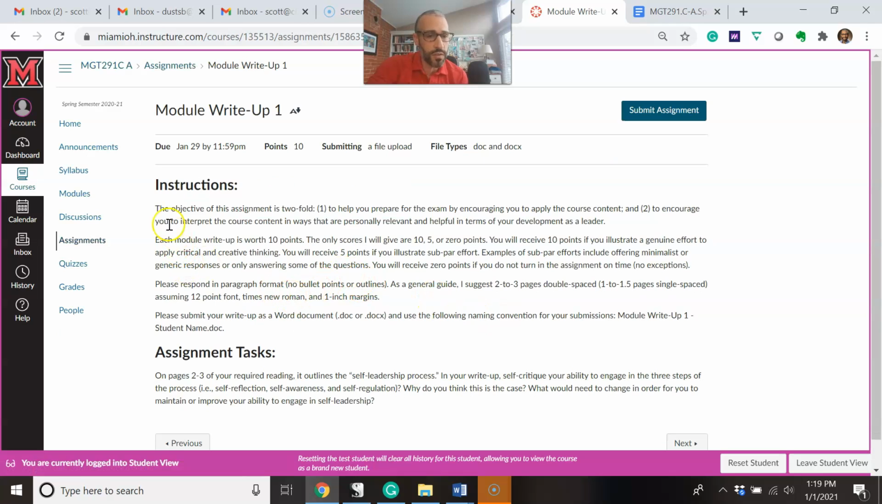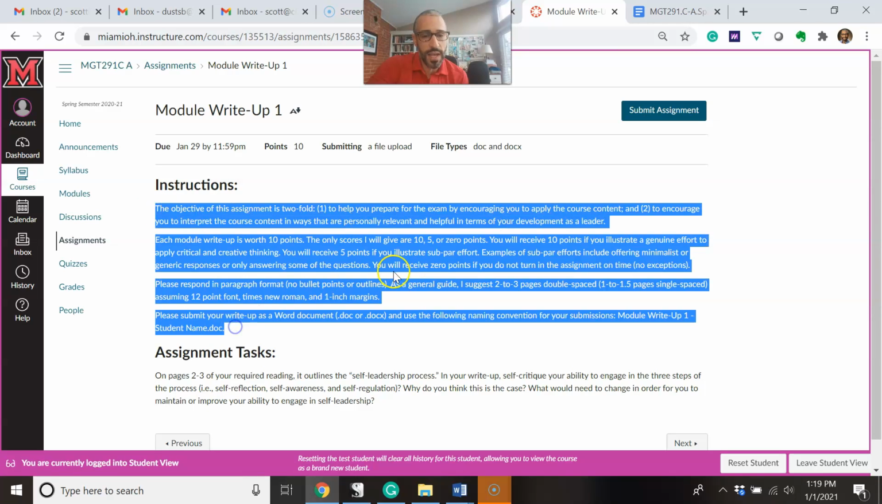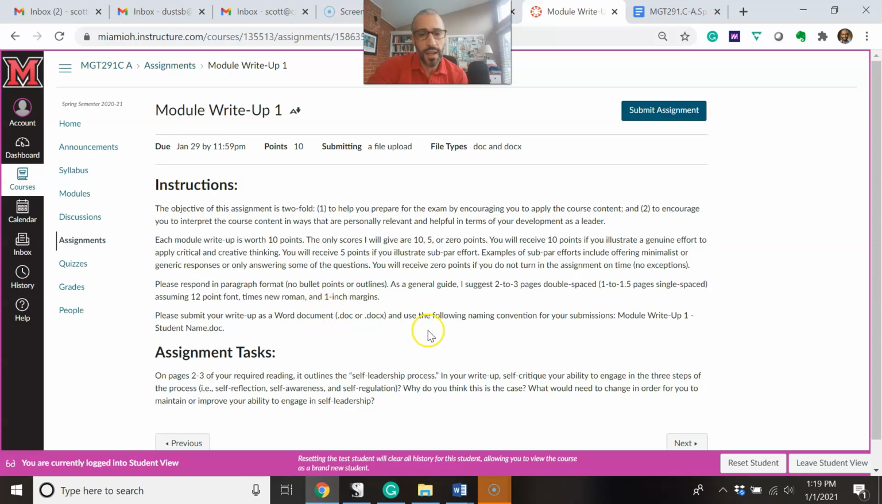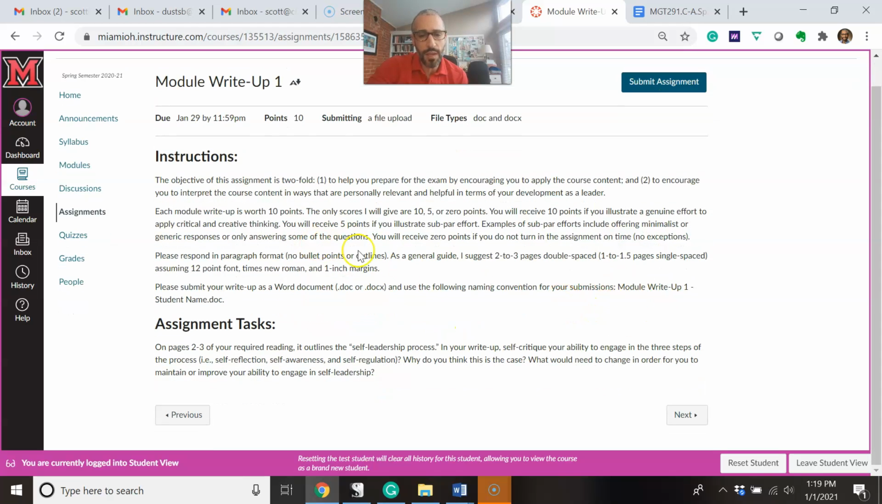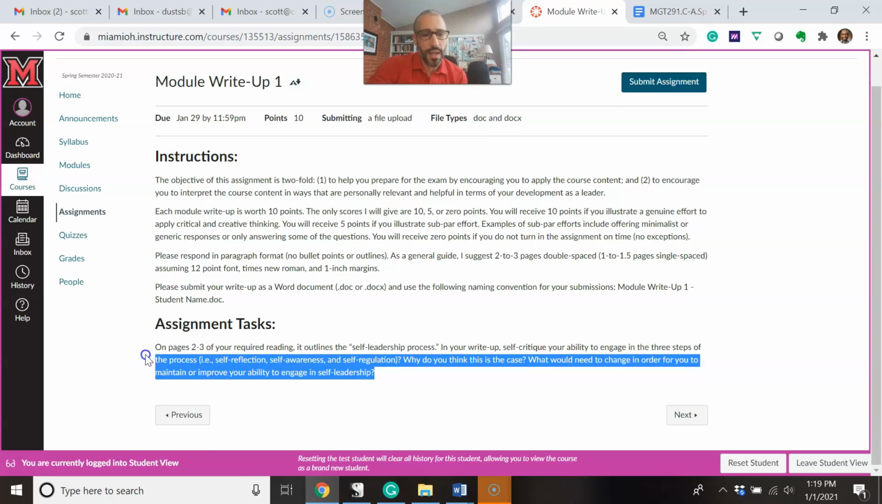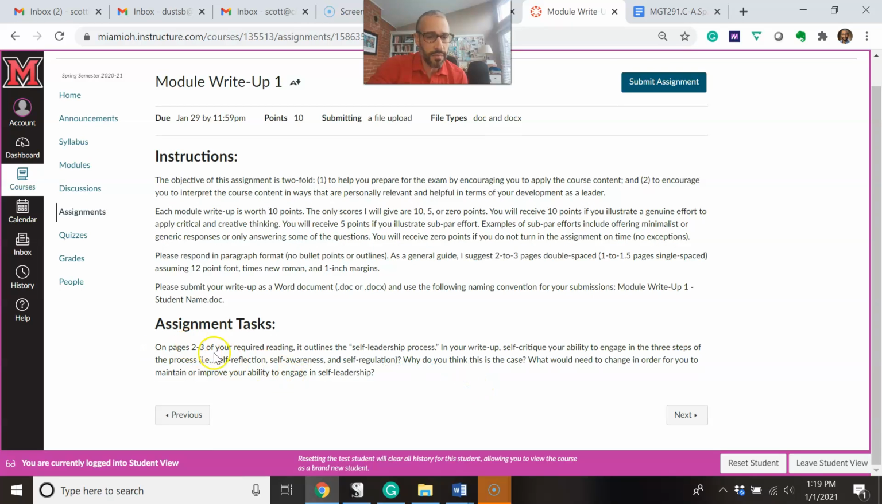So again, the instructions are pretty much exactly what it has in the syllabus with just a few reminders that it needs to be submitted as a Word doc, and make sure you name it so I can keep it organized. And here it is. It's kind of pointing your attention to a specific part of the reading, and it's asking a question, and that's what you will submit up here. If you hit this little box, submit assignment, and then upload it.